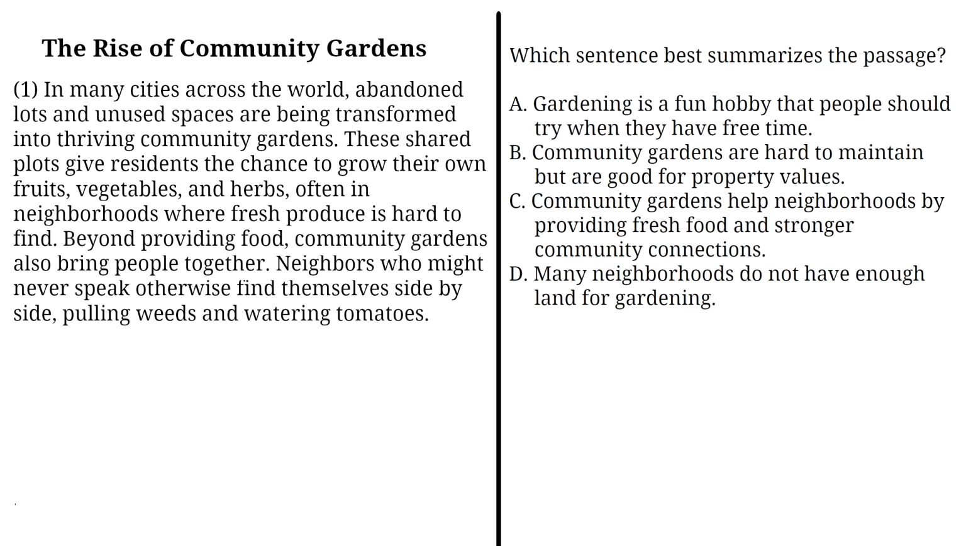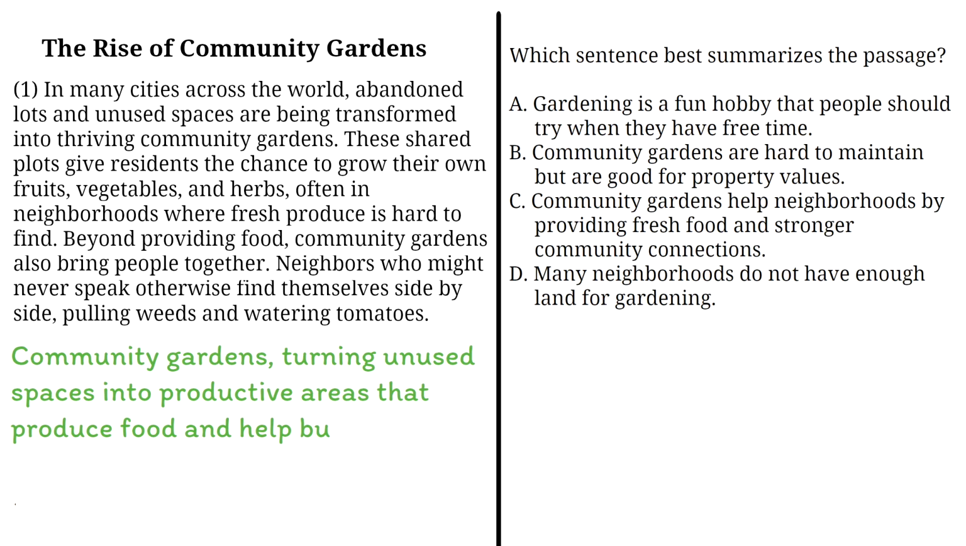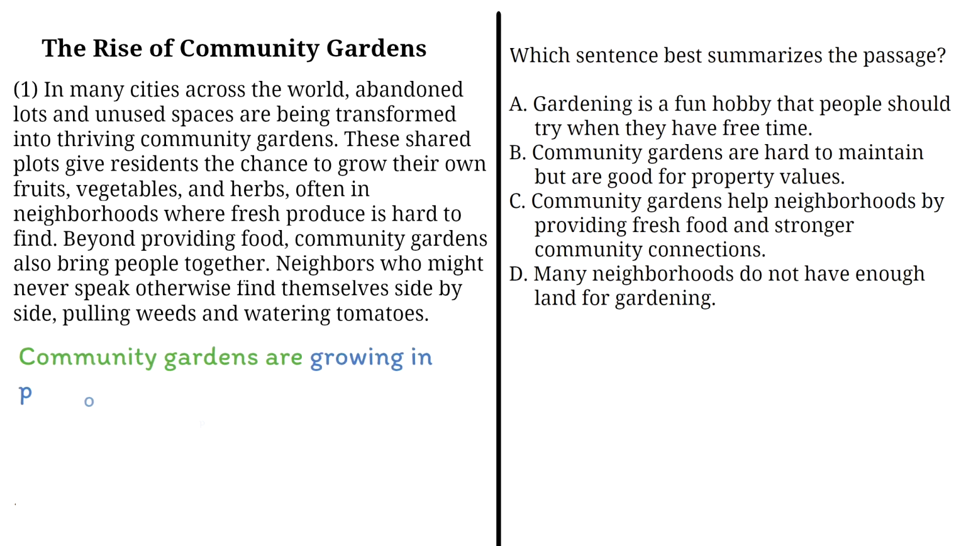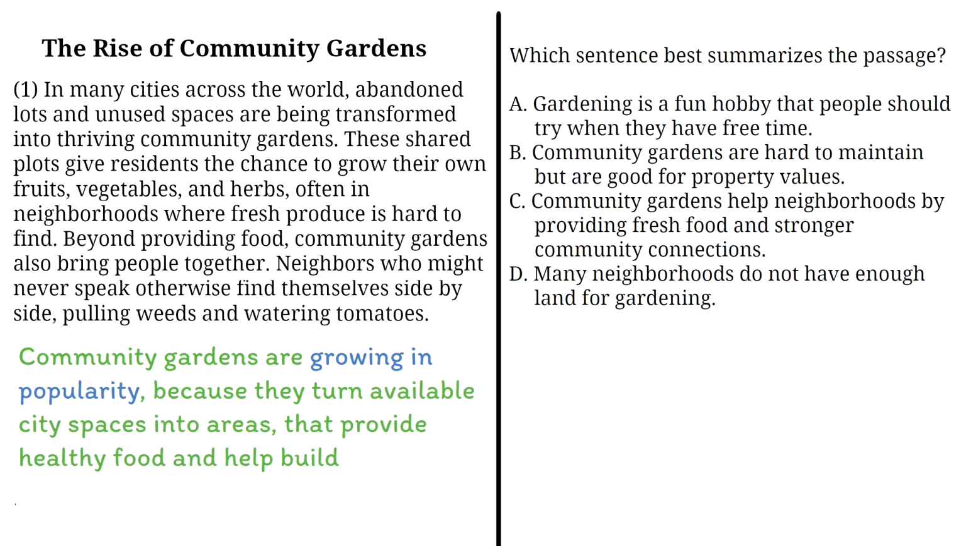So in the first paragraph, we can see that the message is about community gardens, turning unused spaces into productive areas that provide food and help build unity in communities. So when we combine what we got from the passage's title with our understanding of the first paragraph, the main idea of the passage is that community gardens are growing in popularity because they turn available city spaces into areas that provide healthy food and help build unity in communities. So we have now found the main idea of the passage.